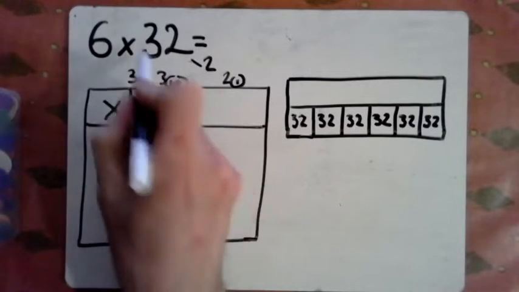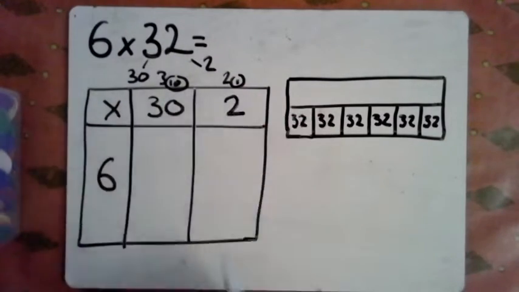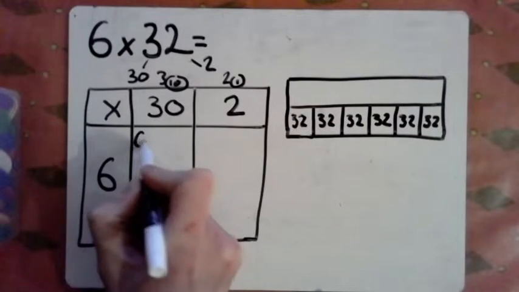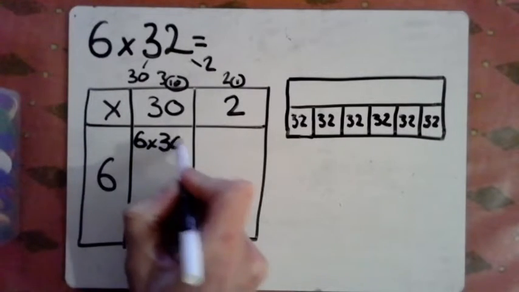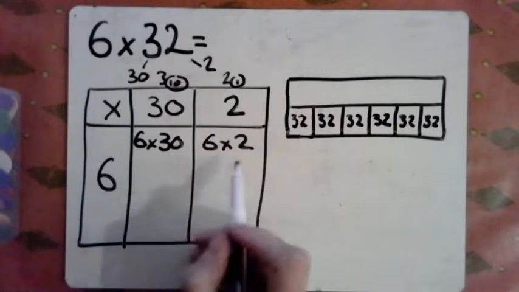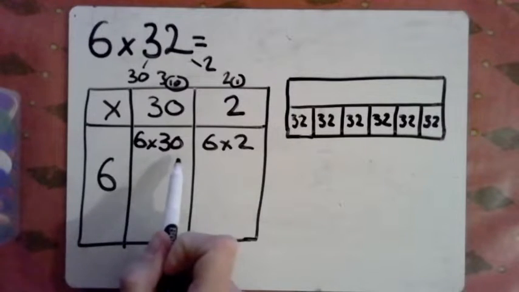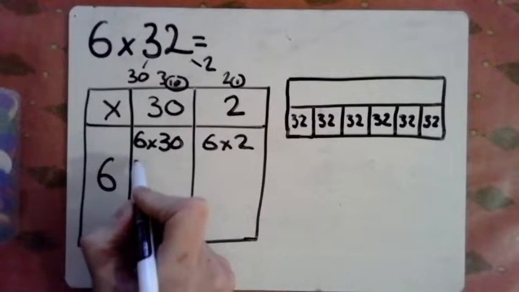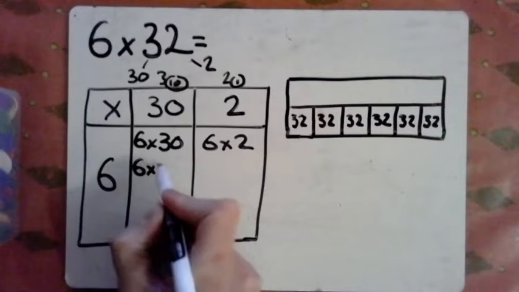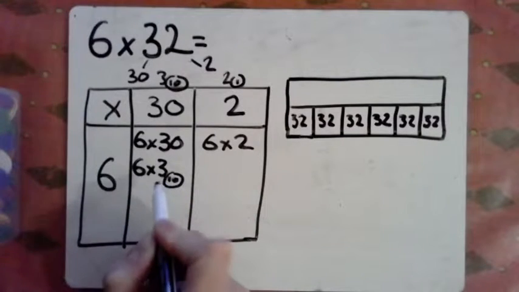I've partitioned it into my 30, 3 tens, and my 2, 2 ones, and I've got it broken down. I'm going to write in my number sentence that will help me to do this. And I know 6 times 2, oh, I can do that. 6 times 30 I can't do. But if I think of it as 3 tens, I can think of it as 6 times 3 tens. 6 times 3, a lot more easy to manage.